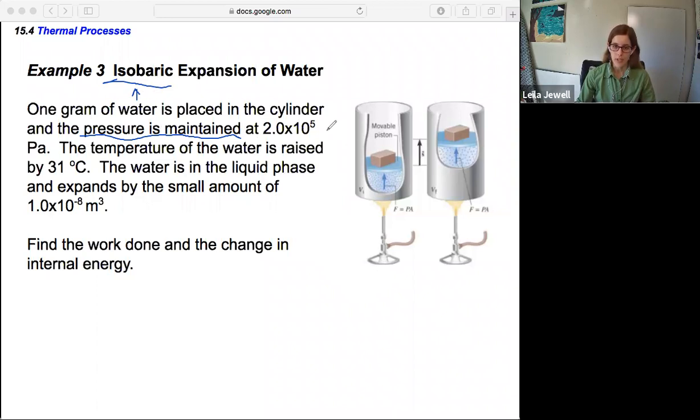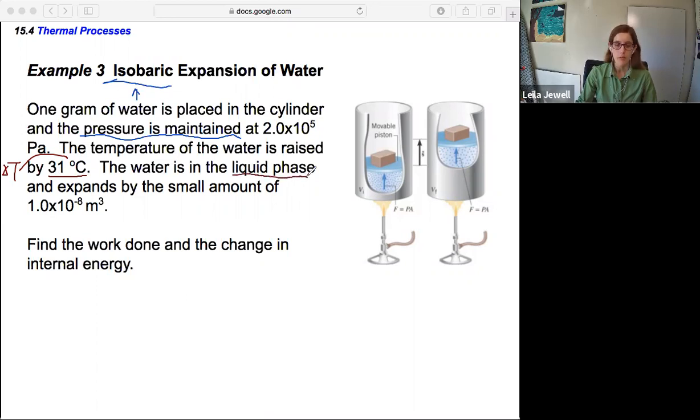So we have the pressure. We also have this 31 degrees Celsius. What is that? Well, notice it says that's the temperature of the water is raised by that amount. So that sounds like our change in temperature, right? So that's good. So delta T is 31 degrees Celsius. Water is in the liquid phase.